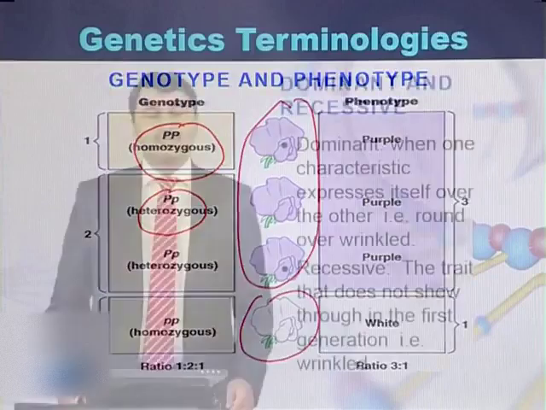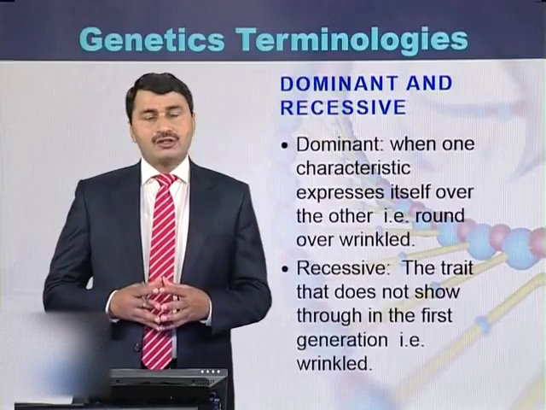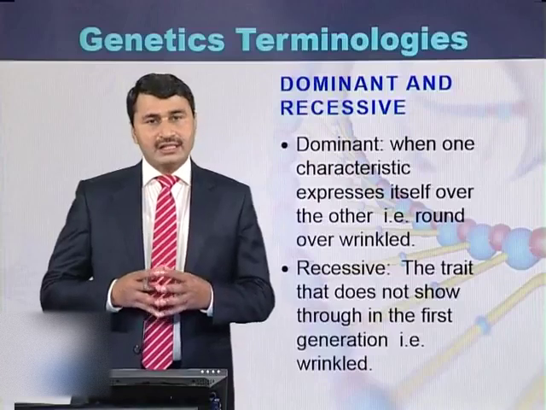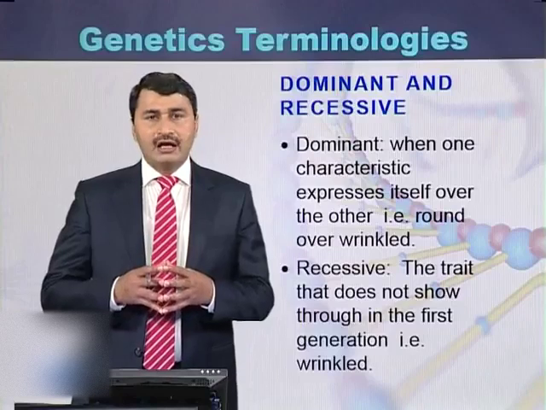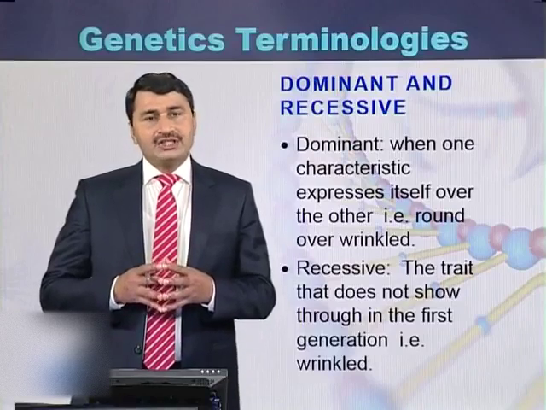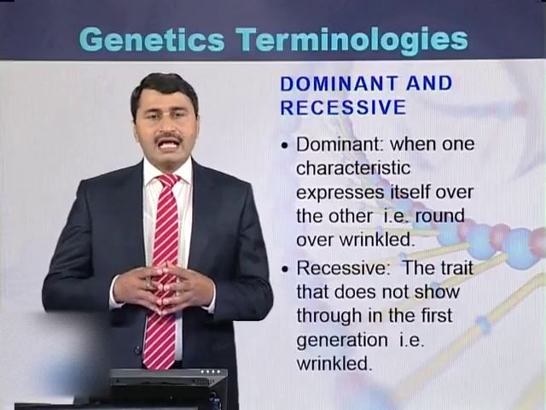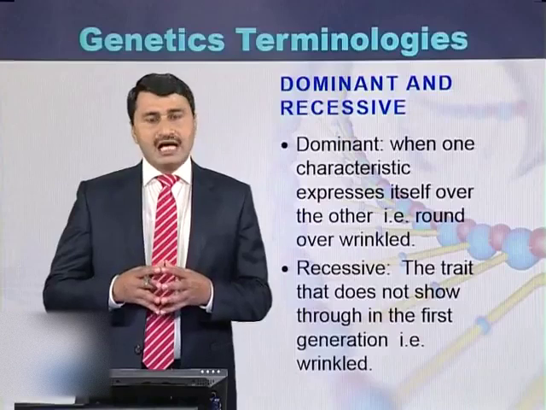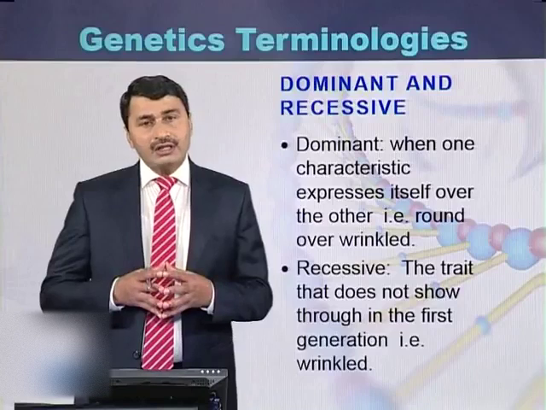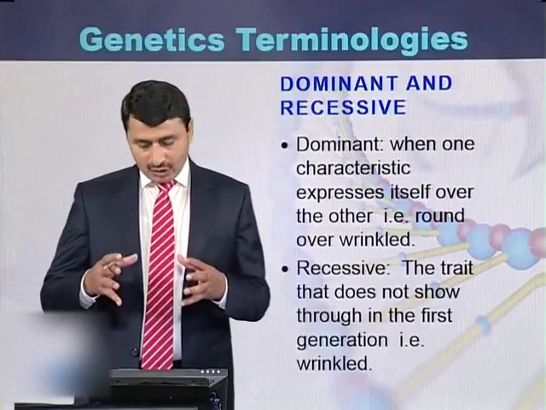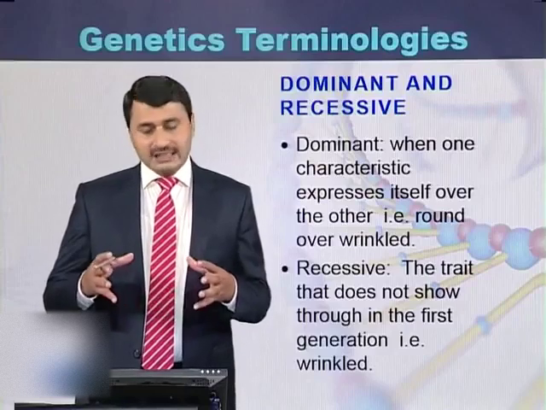What is the meaning of dominant and recessive? During a cross, when one trait expresses itself over the other, that trait is called dominant, while the trait which is masked by the other trait is called the recessive trait. For example, round is dominant over wrinkled. So round is a dominant trait while wrinkled seed is the recessive trait.